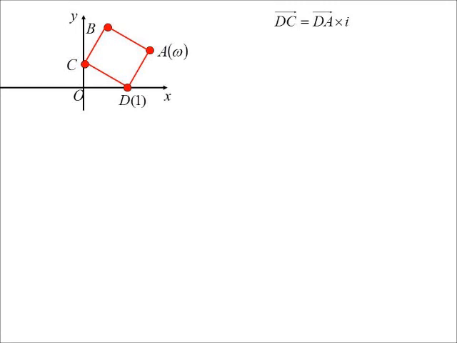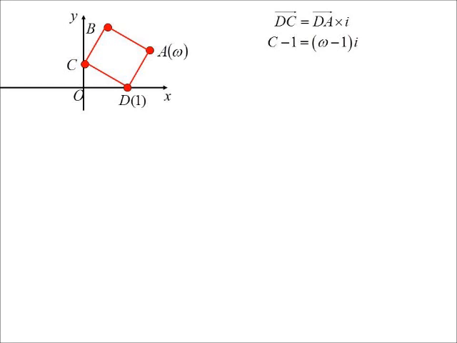Well, let's work out what it is. DC. Well, the vector DC is not just one, it's head minus tail. So it's the point C, whatever complex number is represented by that point, minus the point D, which I know is 1. And it will equal, okay, AD is head minus tail, so omega minus 1 times i.